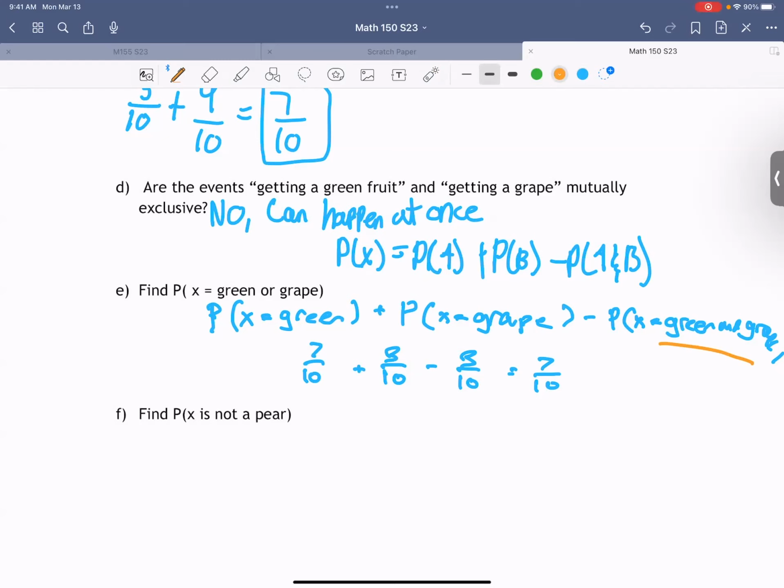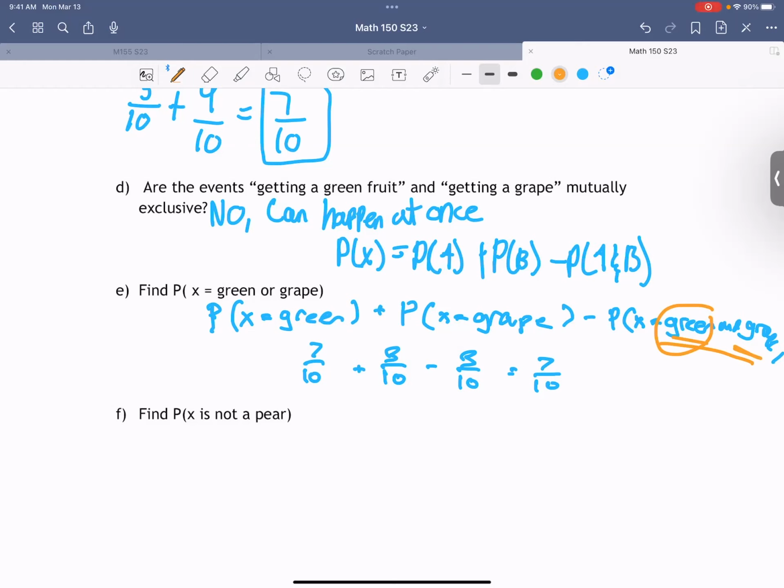But after we say that, is there any other way that I could get a green fruit and it not be a grape? Well, if it was not a grape, then that wouldn't count, right? So saying green here is kind of redundant, right? Green is just extra on top of the grape. The only way you can have a green and a grape is if you pick a grape, because those things are green. Yeah. All right.